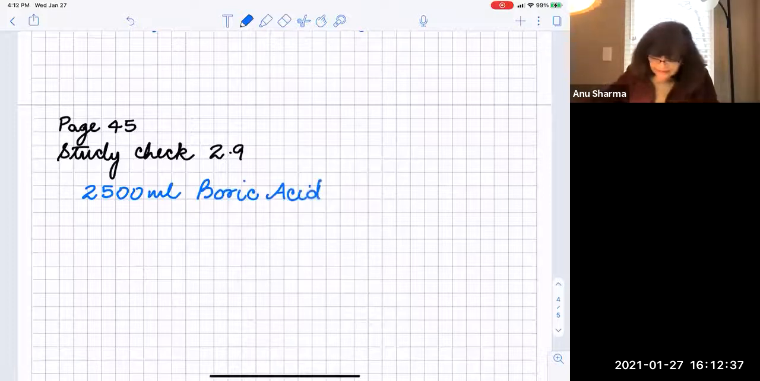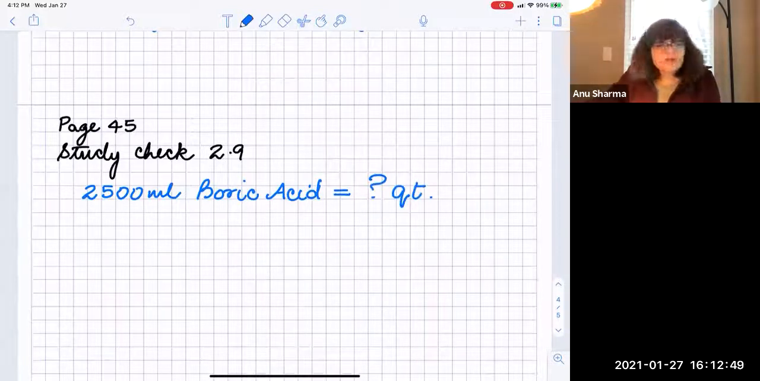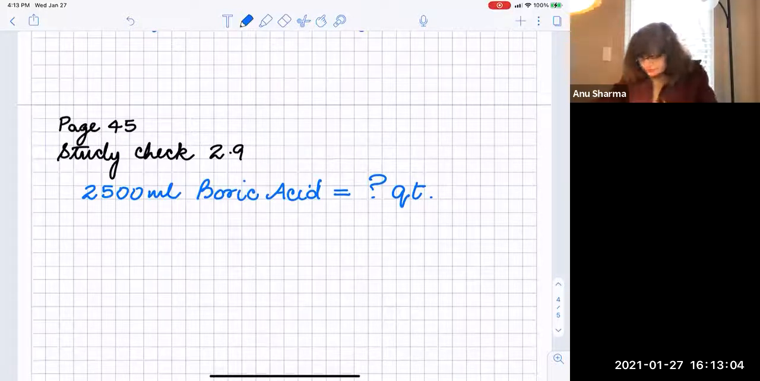Boric acid antiseptic solution is prepared from boric acid concentrate. How many quarts of boric acid? In other words, how many quarts is 2500 milliliters of boric acid? There is always going to be some context in which we are showing these concepts.